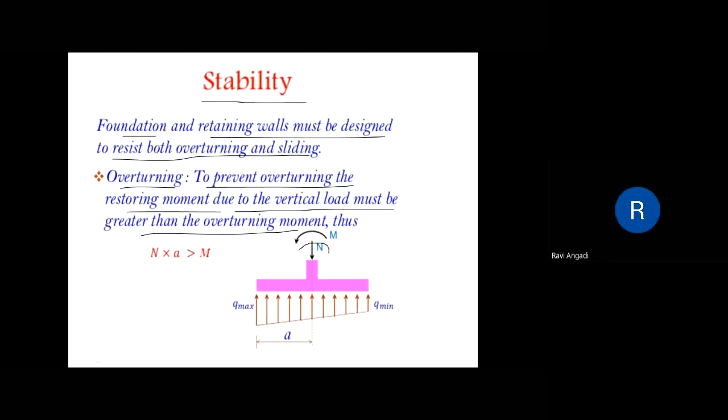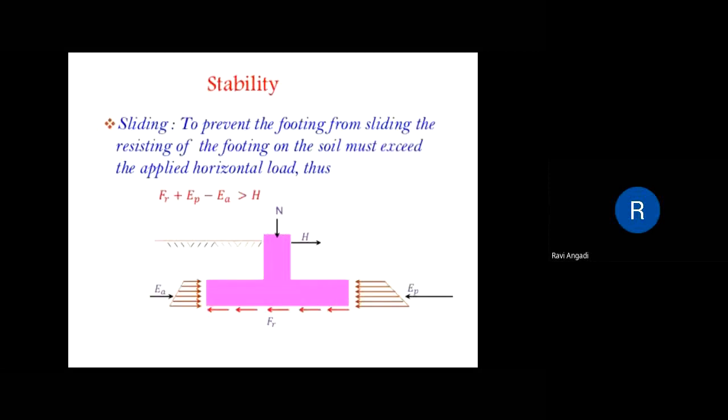Since it is acting in this way, this side of the footing will be experiencing more pressure. That's why the value of the pressure here is more. This is Q max and this is Q minimum.